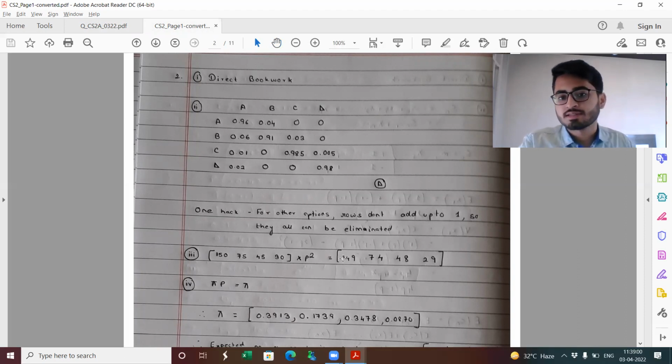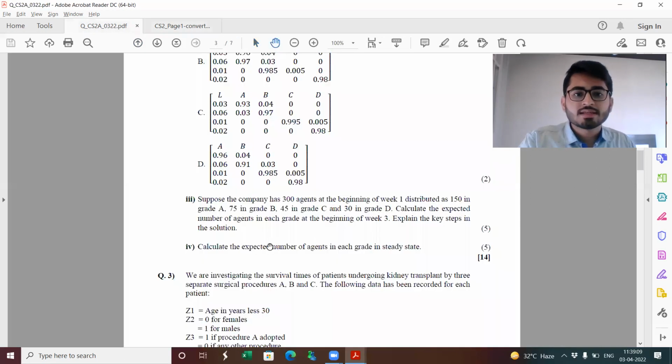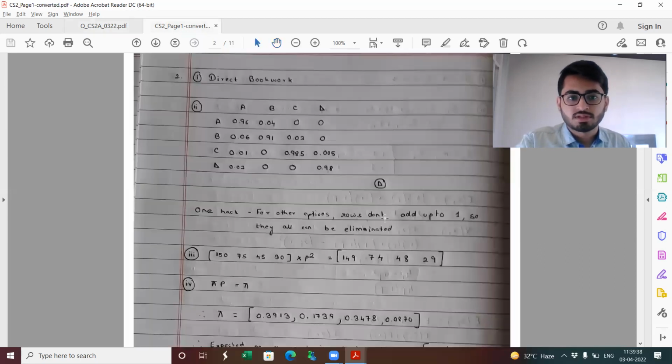You could express your answer exactly, which is not preferable given it could be very long, or up to 2 decimal places as well. The final part is to calculate the expected number of agents in each grade in steady state. So what I am looking for is the stationary distribution. I know initially I have 300 agents, right? In the long term, the stationary distribution will give us the proportion of people in the respective grades. If I multiply it by 300, I would get the expected number of agents in the steady state, that is, in the long term.